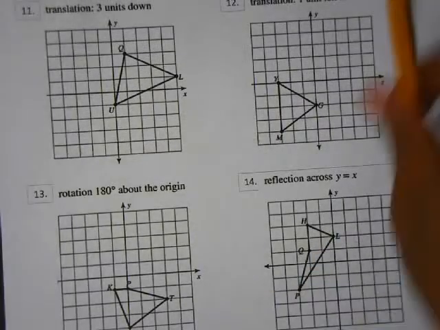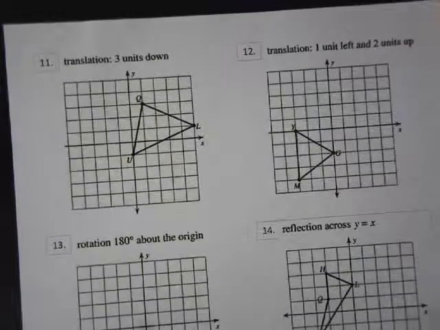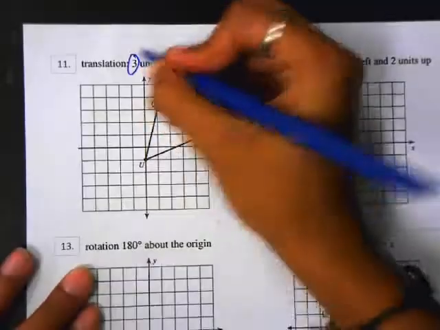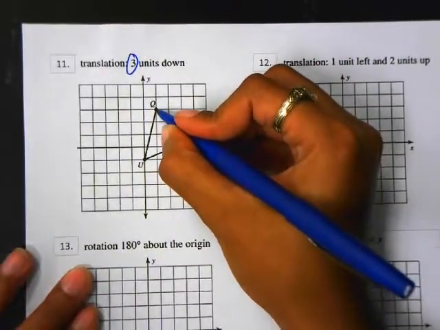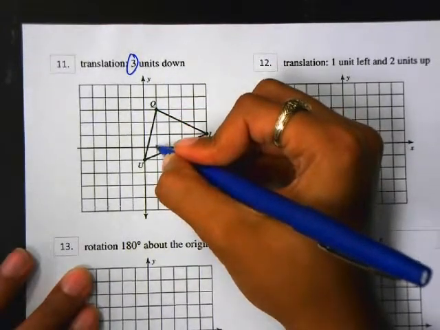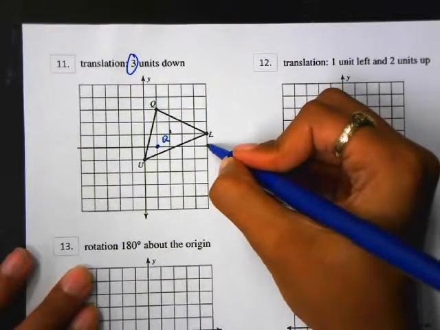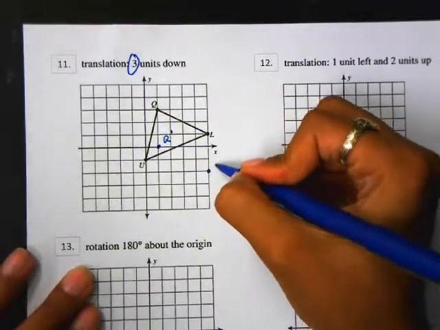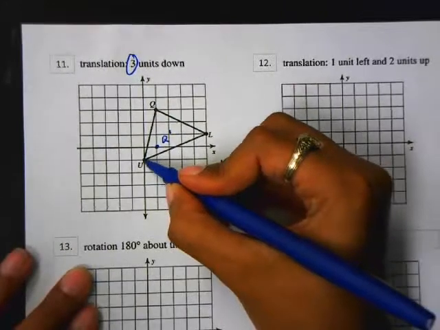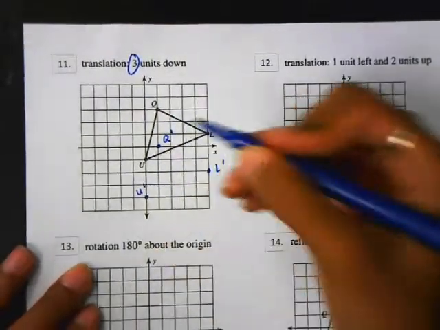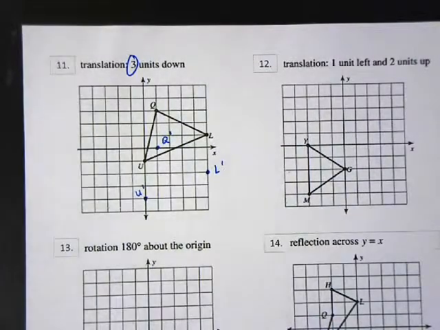Alright, number 11, all they want us to do is translate this figure down. So we're going to translate every single point down 3. So Q is going to go 1, 2, 3 right here, and that's going to be Q prime. L is going to go 1, 2, 3, and that's going to become L prime. U is going to go down 1, 2, 3, and that's going to become U prime. Now, once you do that, what you need to do now is you need to take a straight edge, and you're going to connect the two.